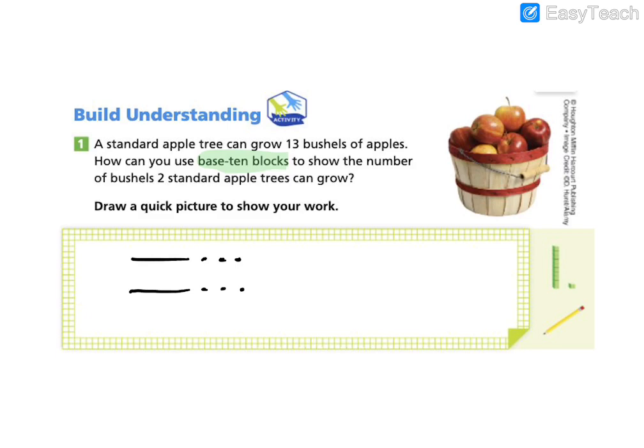We know that each tree can grow 13. So 2 times 13 bushels of apples from each tree will equal 2 tens, right? So 20. 2 times 3 is 6. So it equals 26. Right, so there is our concrete model and our equation.